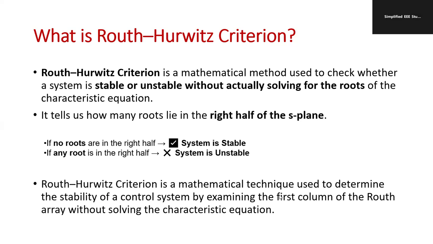Routh-Hurwitz criteria is a mathematical technique which is used to determine the stability of the control system by inspecting the first column of the Routh array without solving the characteristic equation. In this method, we focus only on the formation of the Routh array. Later on, only the first column of the Routh array will be inspected. If all elements are positive, then we'll say that the system is stable and there are no roots available in the right half of the S-plane. Whatever roots are available are in the left half of the S-plane.